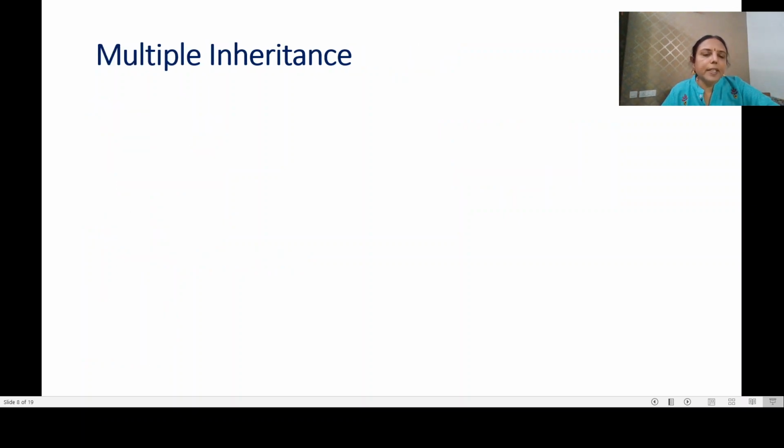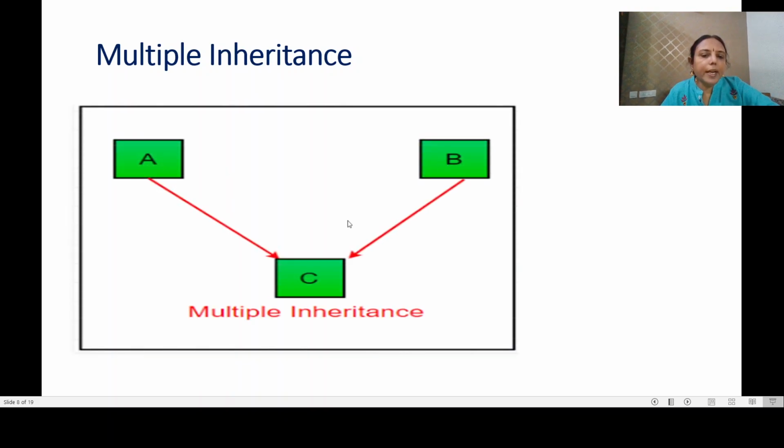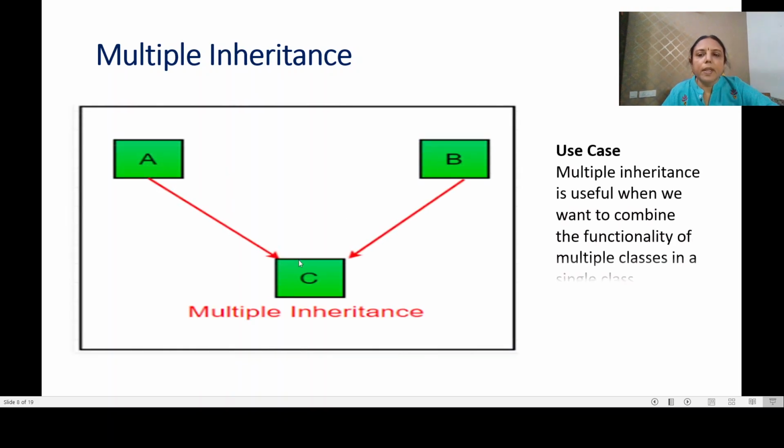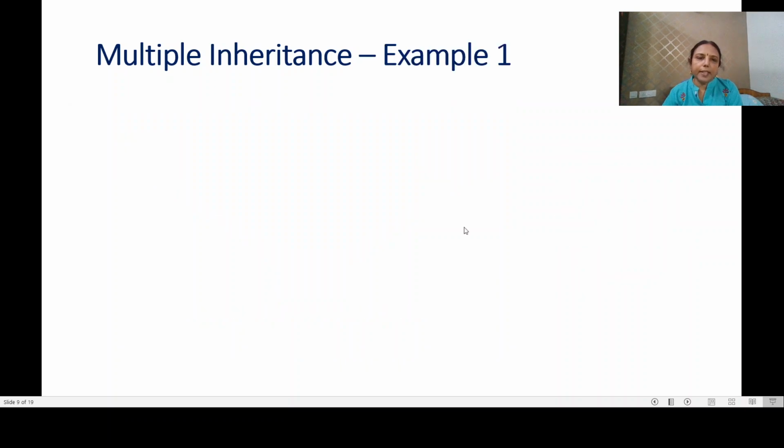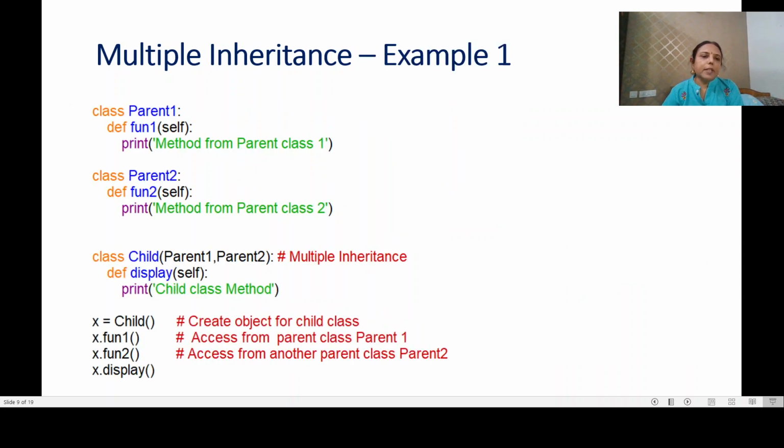Multiple inheritance. So what do you mean by multiple inheritance? You have multiple parents and only one child class. Multiple inheritance is useful when we want to combine the functionality of multiple classes in a single class. So remember that you have two parents and one child.